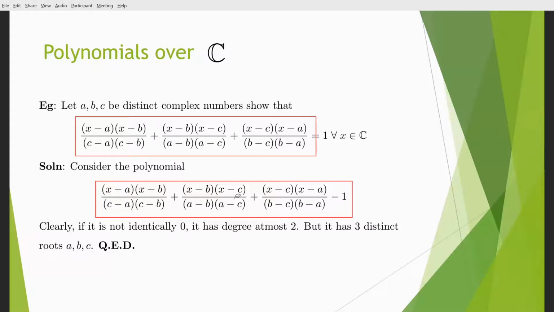Okay, so we understood. So basically, that is how it is. You find the degree is at most 2 and you have 3 distinct roots. So it cannot be a non-zero polynomial. So this is a very interesting argument.